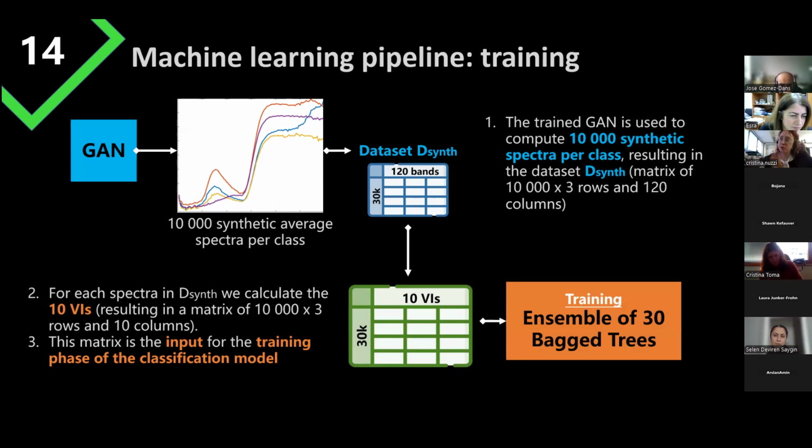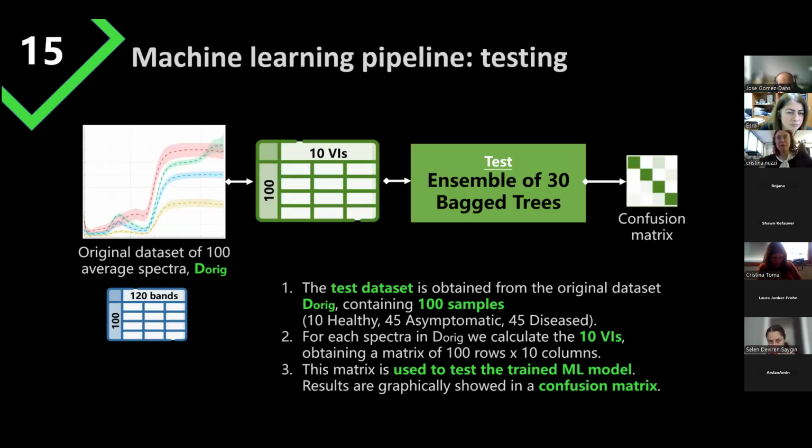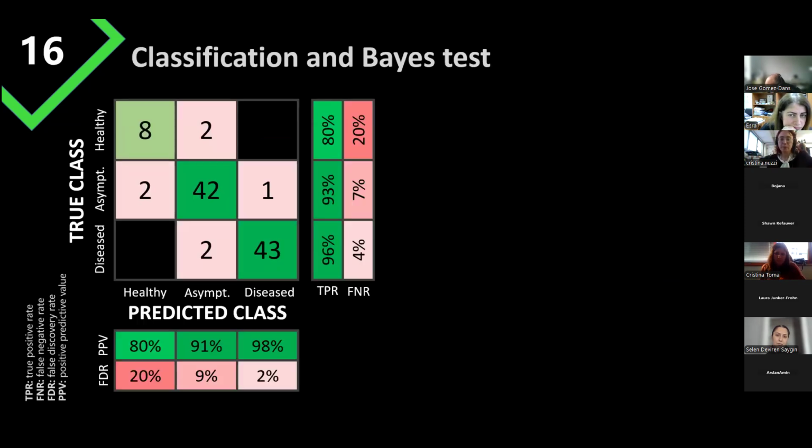Then we used this green matrix as the input for the machine learning model, which was an ensemble of 30 bagged trees. After training this model, we tested it on the original data. We put the original data, the blue original matrix from which we extracted the vegetation indexes, as the input for the test procedure. The trained machine learning model was tested on those data, producing this classification confusion matrix.